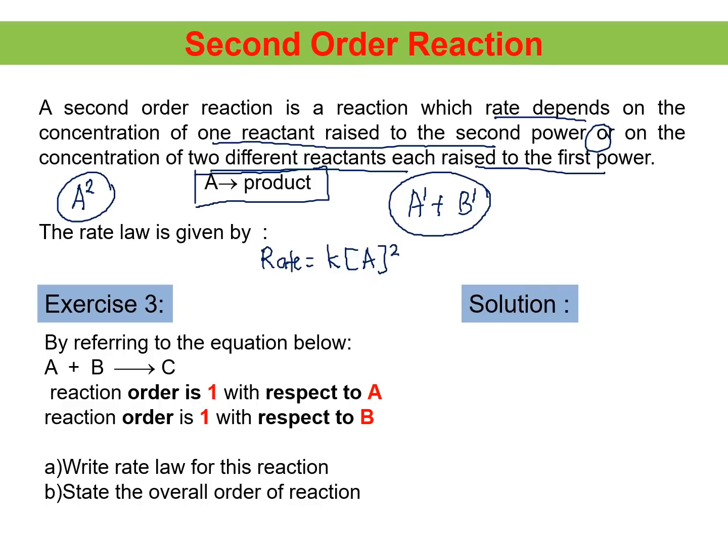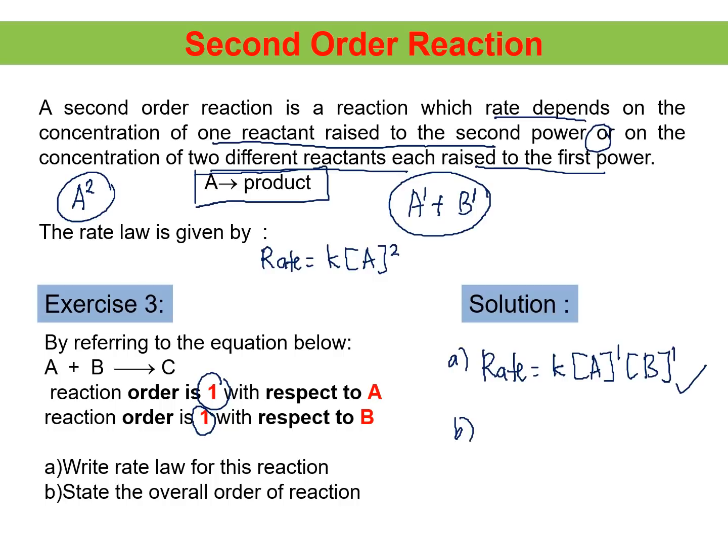By referring to the equation below, A plus B produce C. Reaction order is 1 with respect to A. Reaction order is 1 with respect to B. So write the rate law and state overall order reaction. So untuk A, kita nak tulis dia punya rate law, iaitu rate equals to K times concentration reactant yang pertama, iaitu A, power of its reaction order. Di sini telah nyatakan reaction order respect to A adalah 1. So, power of 1 times concentration reactant B, power of 1 also. Sebab di sini telah nyatakan reaction order respect to B adalah 1. So, this is your rate law untuk soalan A.